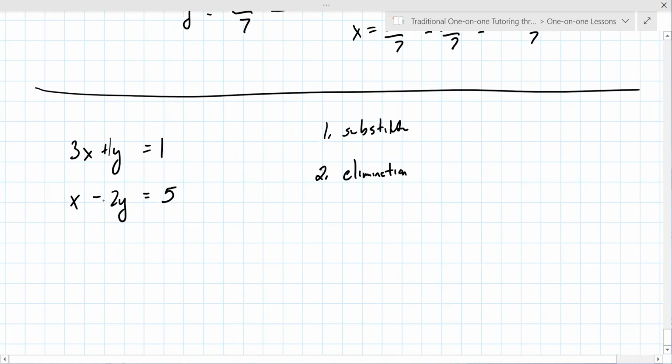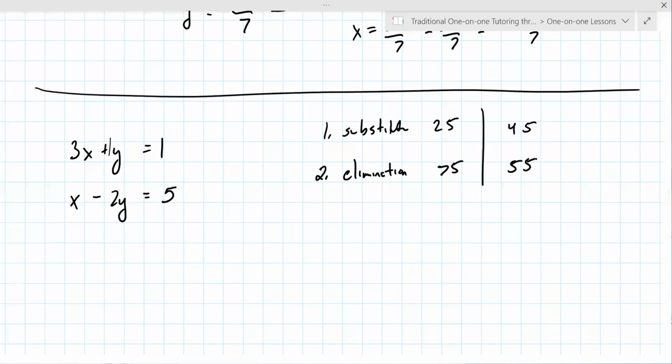If I were to give this to a classroom of students, probably 75% would do elimination and 25% would use substitution. But in terms of difficulty, it's probably more like 45 and 55. They're actually much closer, you could do either one. It just depends on what you like. So what do you want to do here?